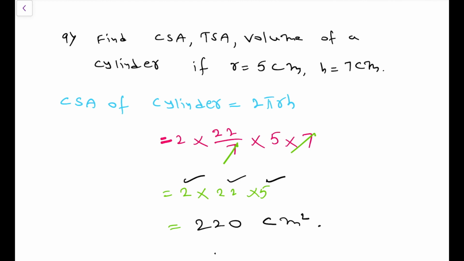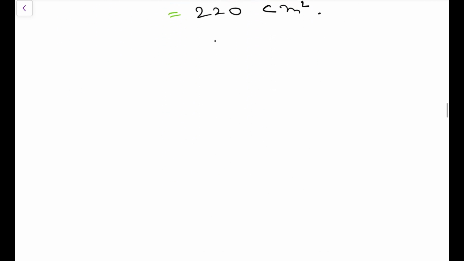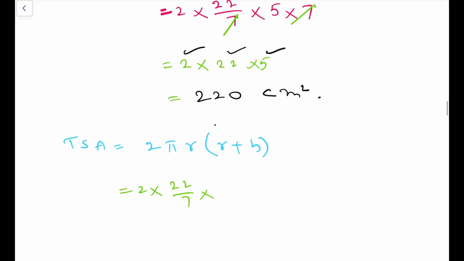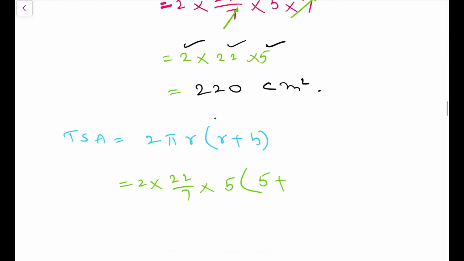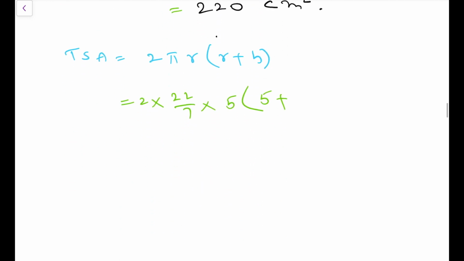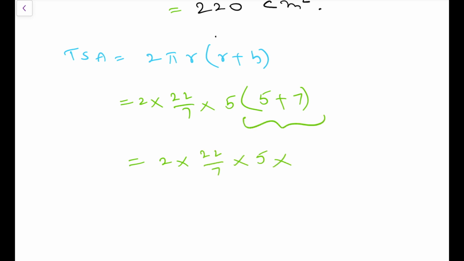Coming to the total surface area. Total surface area of a cylinder is 2 pi r into r plus h. That is equals to 2 times pi value 22 by 7 into radius is given as 5 centimeter into radius 5 centimeter plus height 7 centimeter. That is equals to 2 into 22 by 7 into 5 into, in the bracket we have 5 plus 7, right? Add that, 5 plus 7, 12. Here we can do nothing, cancellation is not possible.